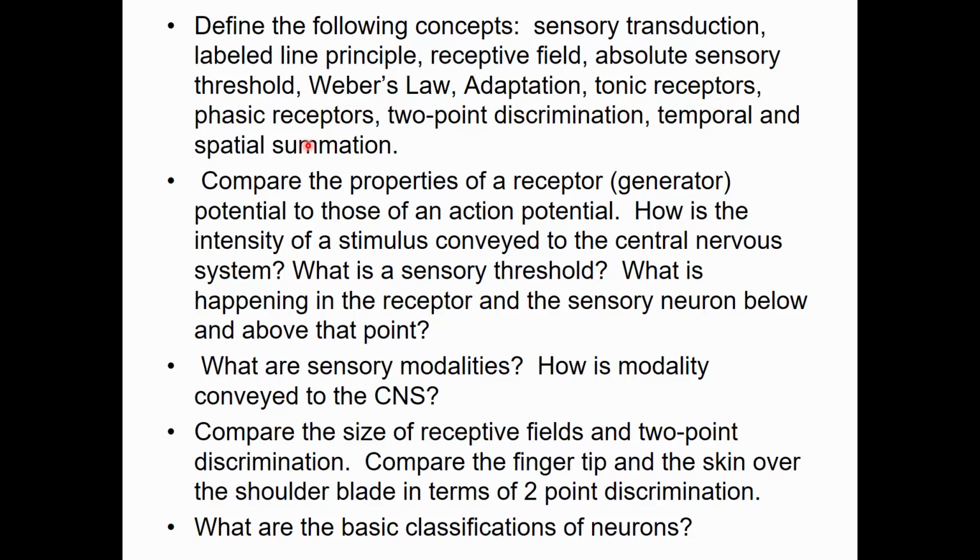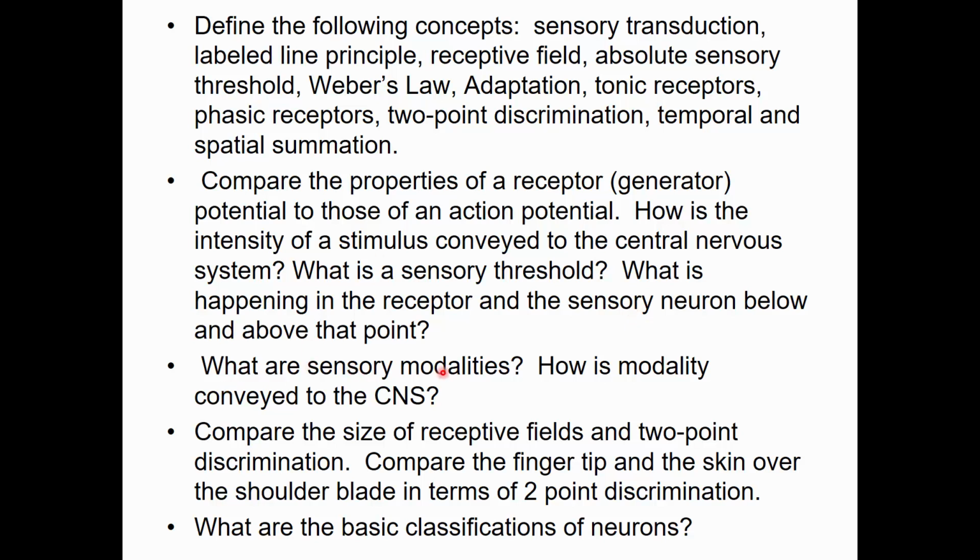temporal and spatial summation. Alrighty, so we're going to talk about receptors and what are the properties of a receptor potential, also called a generator potential, and compare and contrast that to an action potential. Given that action potentials are all or none, how is a sensory pathway going to convey the idea of intensity to the central nervous system? What is a sensory threshold? And what's happening in the receptor and the sensory neuron aligned with it below the sensory threshold and above the sensory threshold?